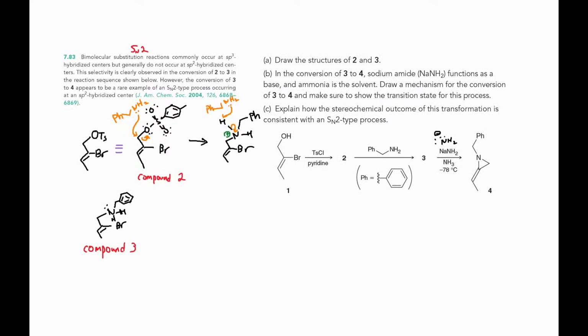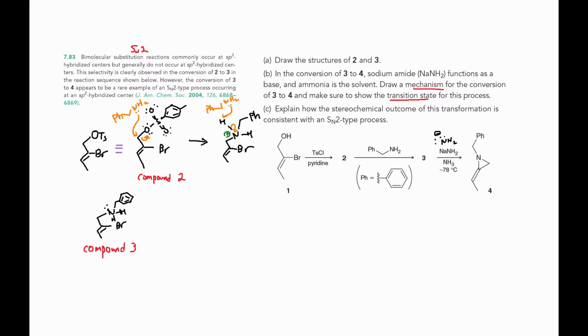Part B. In the conversion of 3 to 4, sodium amide functions as a base and ammonia is a solvent. Draw a mechanism for the conversion of 3 to 4 and make sure to show the transition state for this process. So I drew the NH2 with a minus on there just to show that it's going to act as a base, and the ammonia is our solvent.